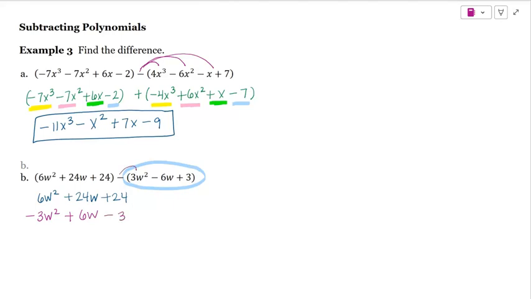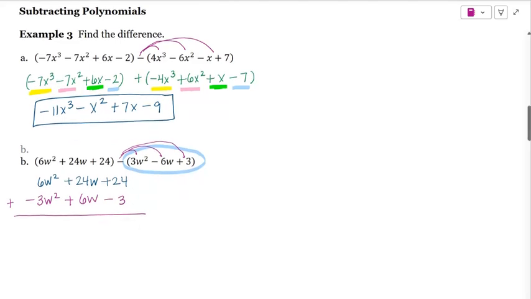Again, I'm distributing this negative sign to all three of these terms. That negative's multiplying by each of them. And then I'm going to now add these. I'm changing this into an addition problem. 6w squared minus 3w squared is 3w squared. 24w plus 6w will give me 30w. And then 24 minus 3 is plus 21.